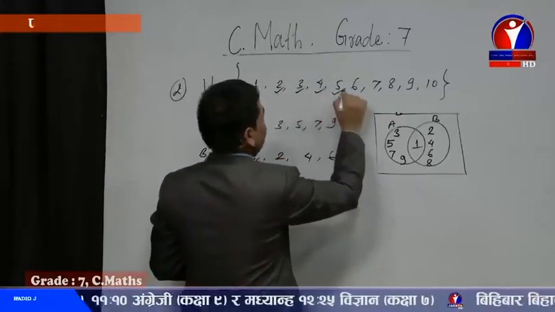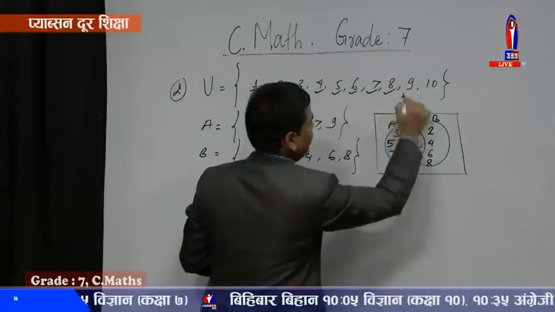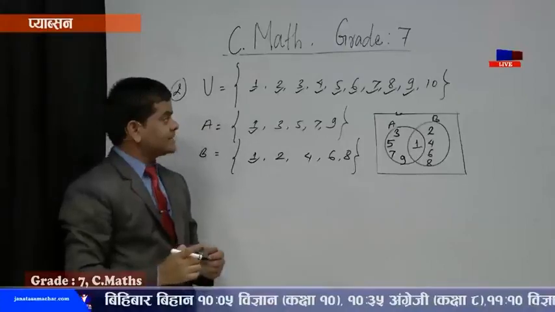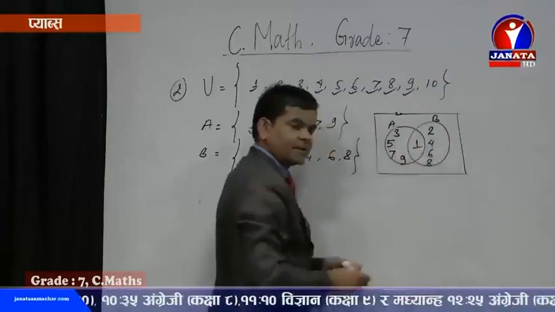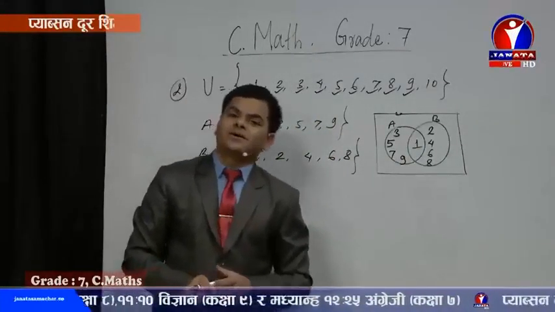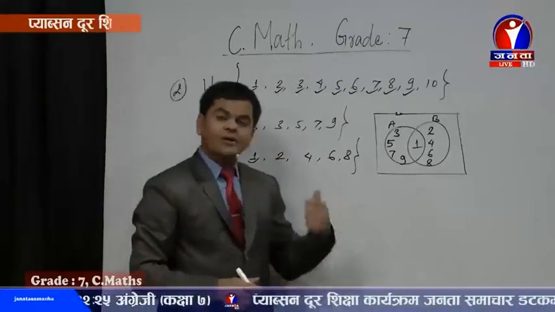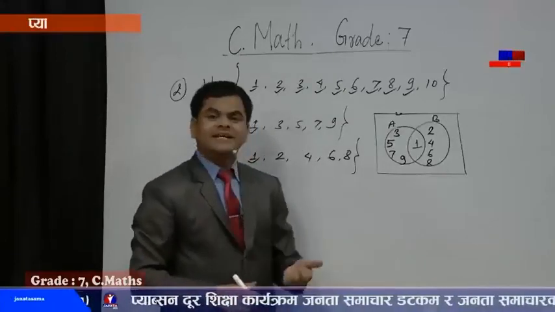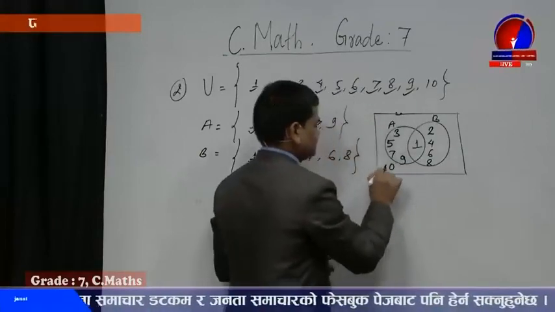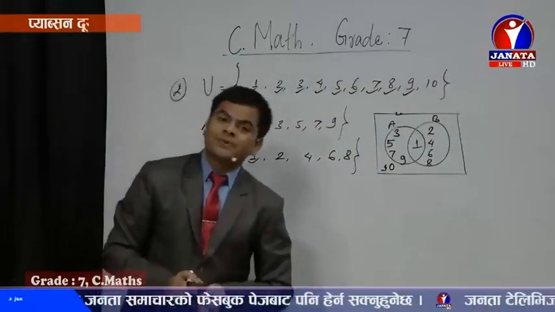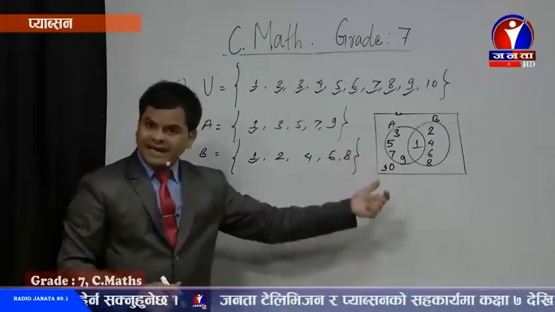3, 4 also, 5, 6, 7 also we have already kept, 8 we have already kept, 9 also. The one and only element remaining is 10. So we need to keep that element outside of the circle but inside of the rectangle. Wherever there is more blank space, in that place you can plot. So I'm going to plot 10 here. So we are able to prepare the Venn diagram and keep this information in the Venn diagram.